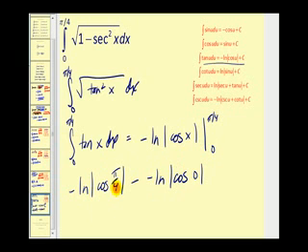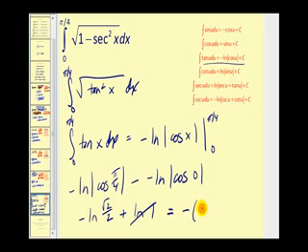Well, cosine of pi over 4 is square root 2 over 2, so we have negative natural log square root 2 over 2. This would be plus the natural log of cosine 0, that's equal to 1. Well, natural log 1 is equal to 0. So we have negative natural log square root 2 over 2. And if we wanted to, we could rewrite this as negative natural log square root 2 minus natural log 2.